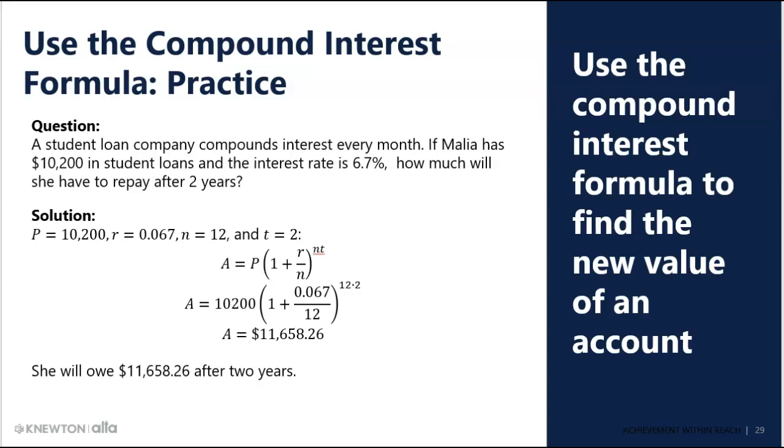Okay. This one, student loan, company compounds interest every month. This would only be for private loans, by the way. The federal loans are simple interest. I did determine that in my research last semester. So this would be how you'd calculate how much you owed after 2 years.